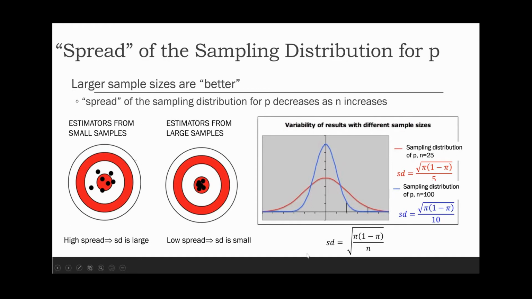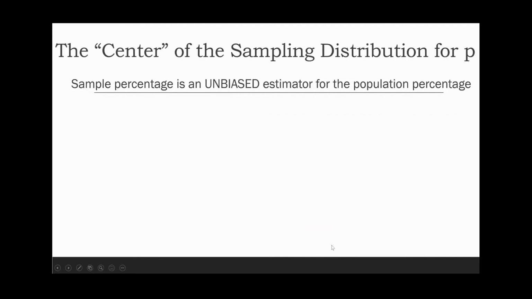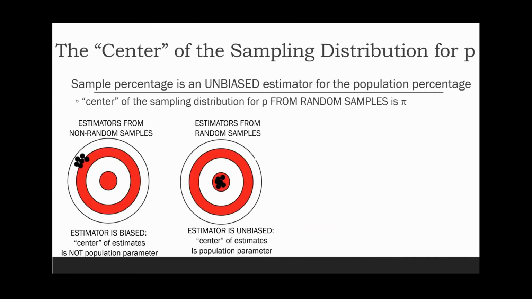I don't want this conceptual picture. And so this formula comes from the central limit theorem, mathematical theory. It says as the sample size gets larger, the standard deviation is going to get smaller. That's what we're saying there. Okay, so what I'm going to do now is I'm going to go ahead.